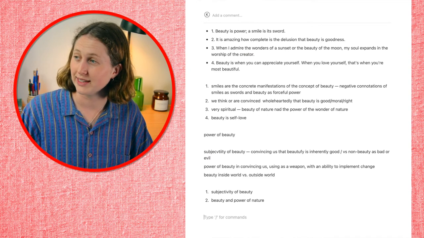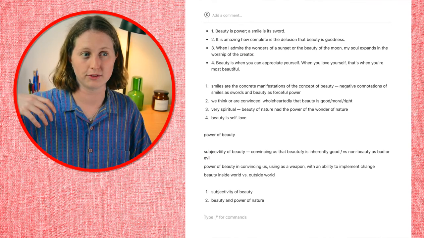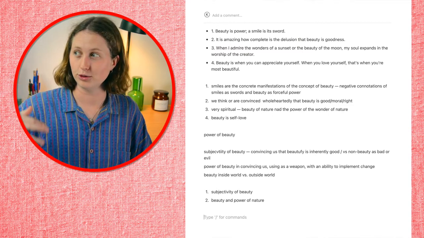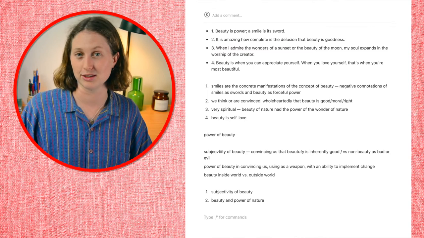And what we find not beautiful, whether it's people or places, we kind of find them as bad or inherently not good or immoral. That's also not necessarily true though.